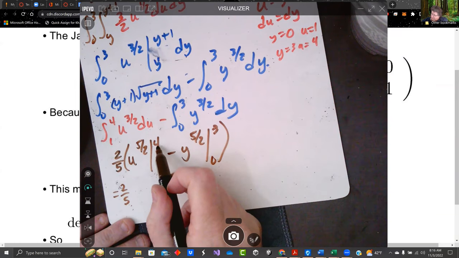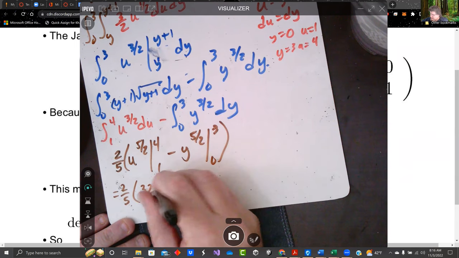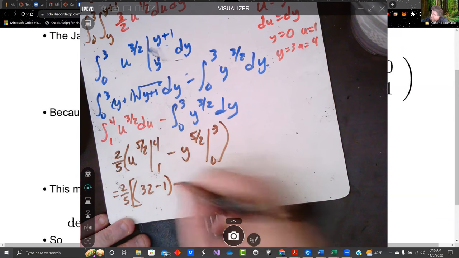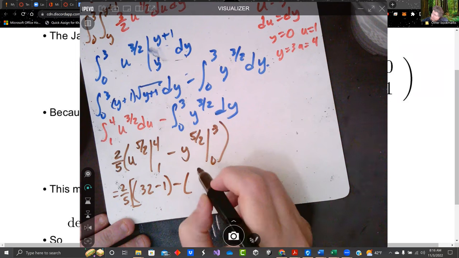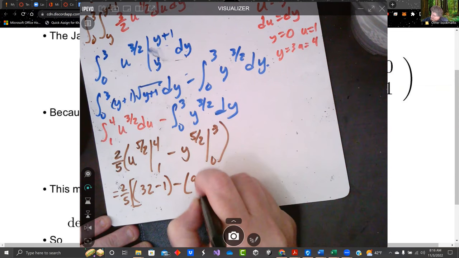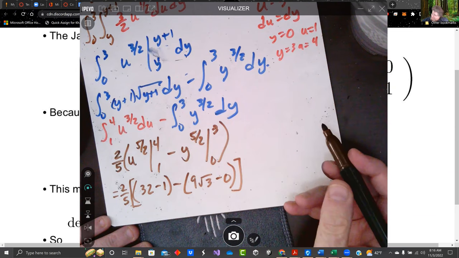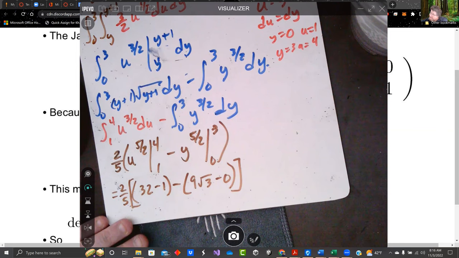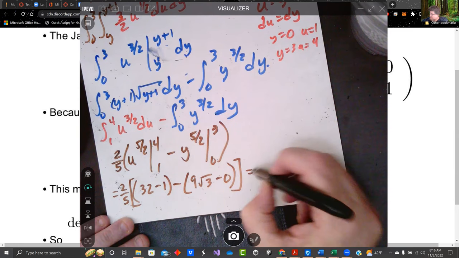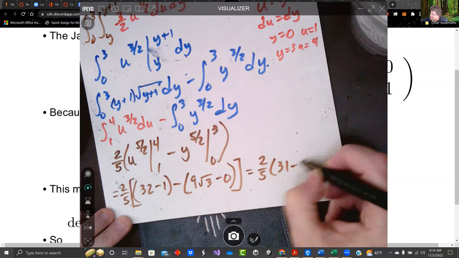This means we're going to pull out two 4s and have the square root of 4, which was 2. So 4 times 4 times 2 is 32, minus 1, minus, I've got, what do I got here? 9 root 3, minus 0. I feel like I'm going too fast. I think I missed something, but I don't know what it is. So we got 2 fifths times 31 minus 9 root 3.